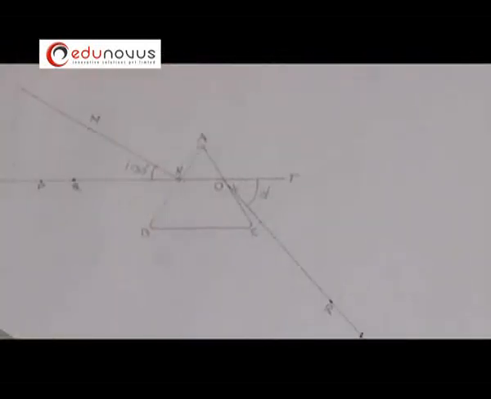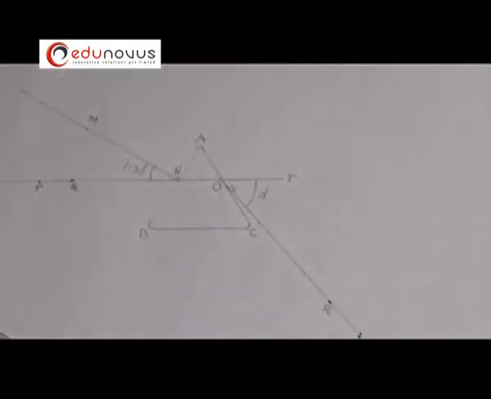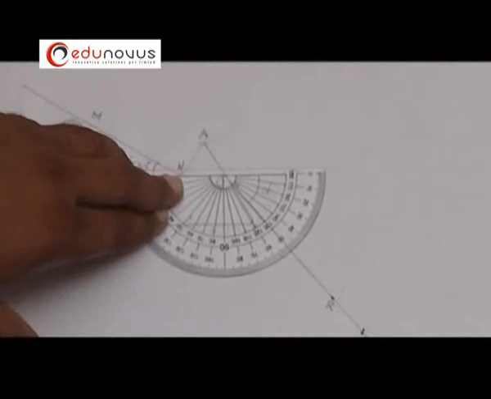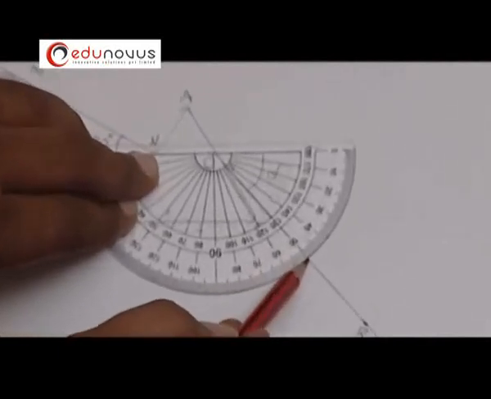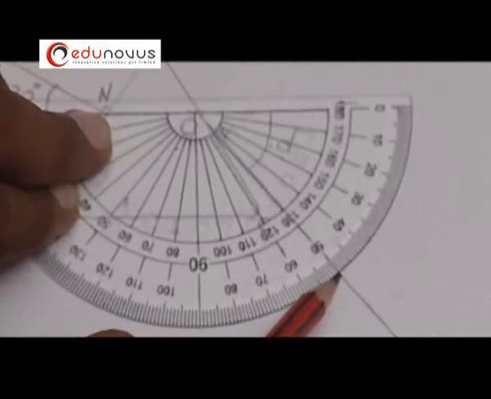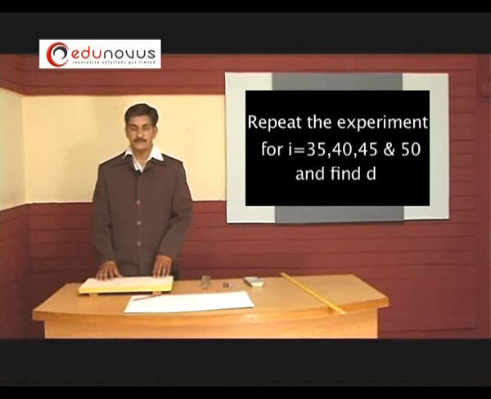By using a protractor, we can measure the angle of deviation. Here, for 30 degrees angle of incidence, the angle of deviation is 50 degrees. Repeat the same procedure for angles of incidence 35 degrees, 40 degrees, 45 degrees and 50 degrees. We have to determine their corresponding angles of deviations.